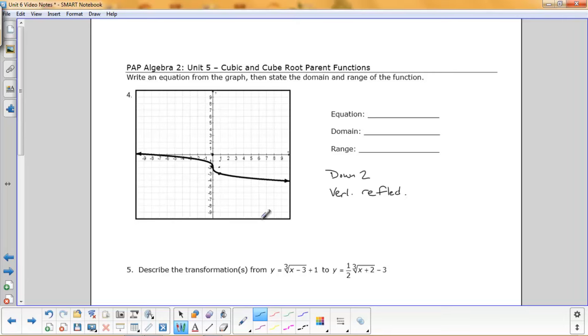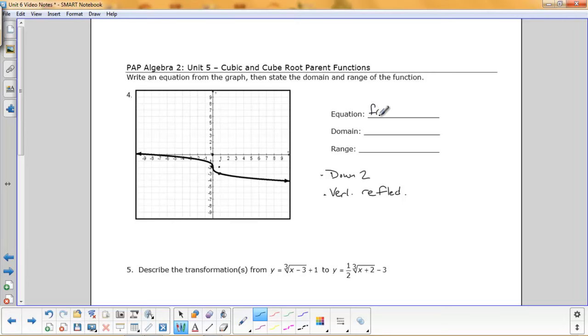And you'll notice that the critical value holds true. If I would have gone over 1 down 2, then I would have had a stretch of 2. Over 1 down 1, 2, 3, I would have had a vertical stretch of 3. But instead I went over 1 down 1, so that means there is no vertical stretch or compression. So that means all I have to do now is use these two to make my equation.